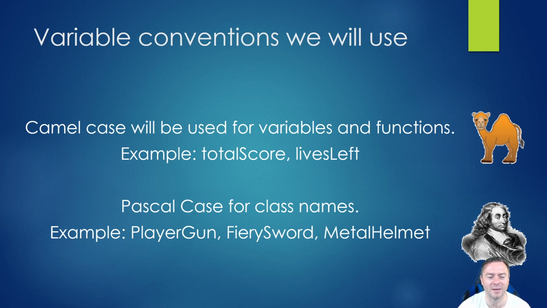And then you've also got Pascal Case, which we'll use for class names. Classes are basically objects, which we'll learn inside of games. So for example, player gun, the fiery sword, the metal helmet, we'll wrap them up by using Pascal Case, just to identify that they're a little different from a variable.